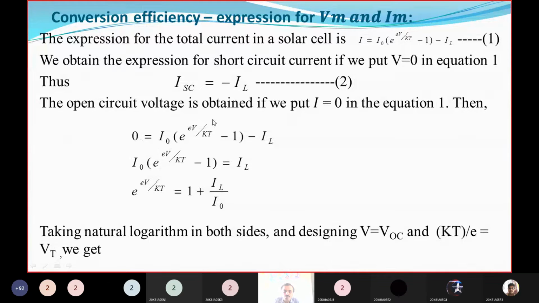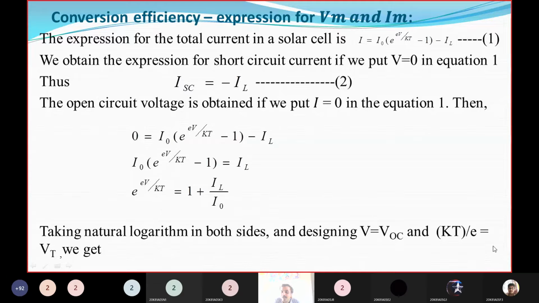Now, for calculating the VOC, we just have to put I equal to 0 in the above equation. If you put I equal to 0 and simplify it, e power EV by KT is equal to 1 plus IL by I naught. Here we are putting V is equal to VOC instead of V, and there is E by KT, that means KT by E.